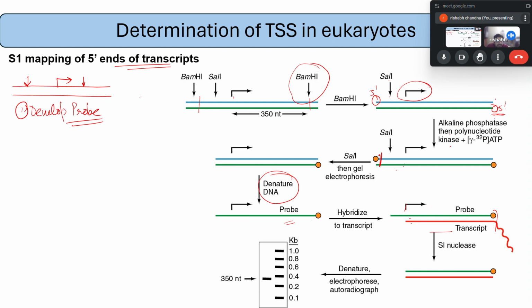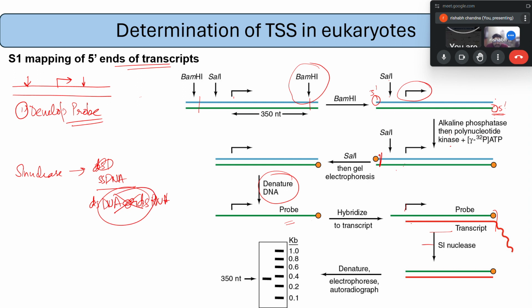Then we'll use S1 nuclease. The property of S1 nuclease is that it cleaves only single stranded DNA. Okay, it will not cleave double stranded DNA or double stranded RNA. So this S1 nuclease will not cleave the double stranded DNA or double stranded RNA. It will only cleave the single stranded DNA.